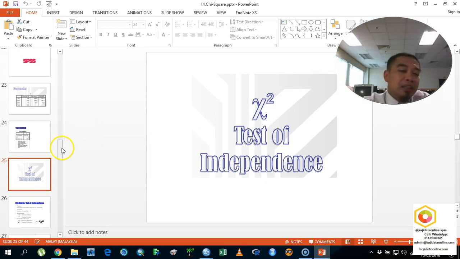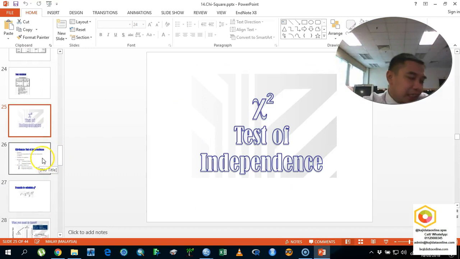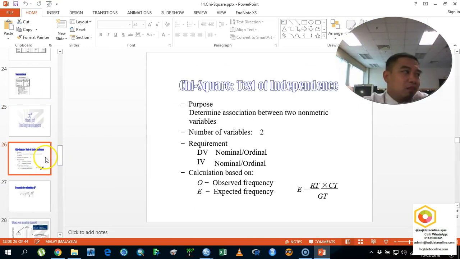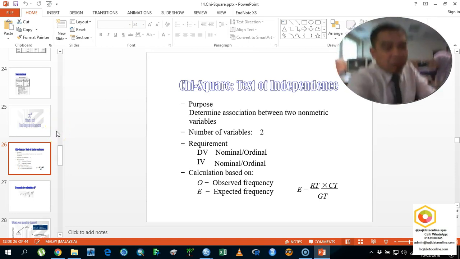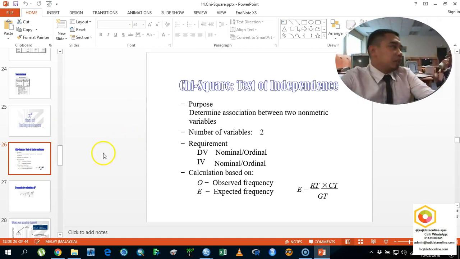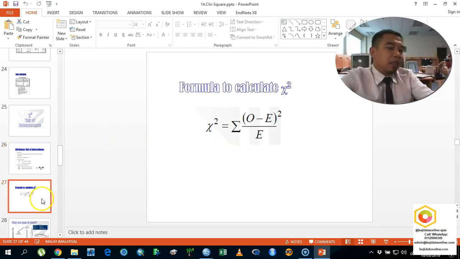Overview about the next one is the chi-square test of independence. The test of independence is for you to understand and analyze your association. Association is like influence, or we call it influential factors between the IV and DV. So you must have two variables, your IV and DV, and they must be in categorical form.